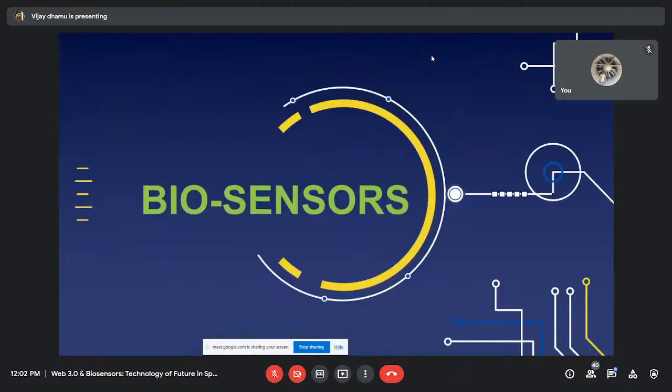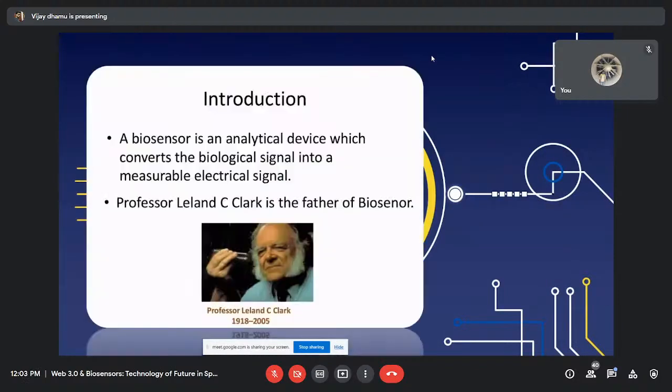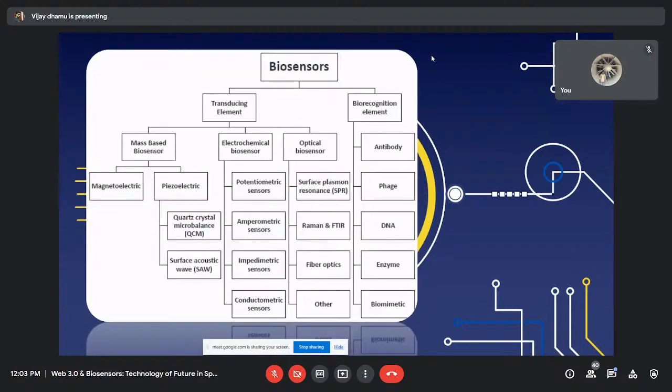So, biosensors. What do we mean by biosensors? A biosensor is a device that converts a biological signal into a measurable electrical signal for us to analyze. Professor Leland C. Clark is the father of the biosensor.